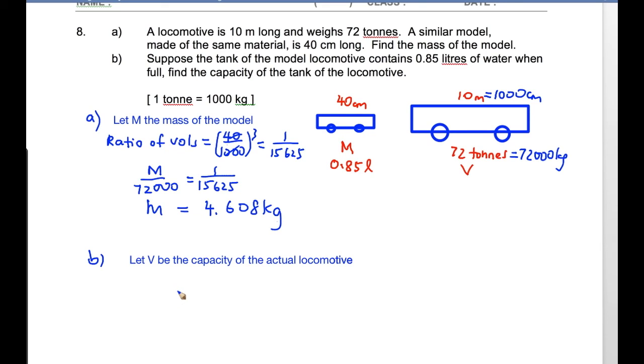In the second part, we need to find the capacity of the locomotive. And we know that the ratio of volumes, which is 0.85 over V, is 1/15625. And simplifying it, we have 13281.25 liters.